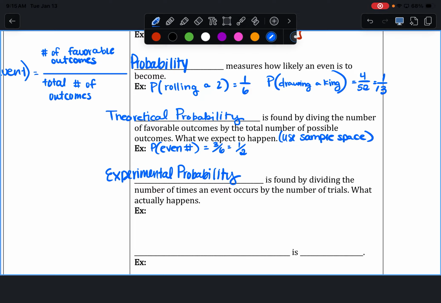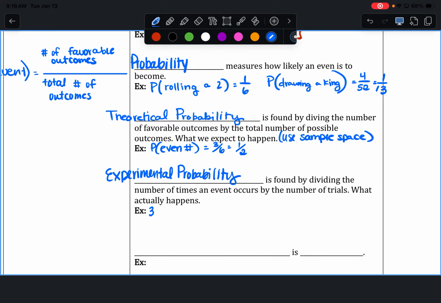Which is found by the number of times an event actually occurs in an experiment by the number of total trials. Okay? So, let's see. I'm going to roll this 5 times and we're going to see how many times I get an even number. Okay, ready? 1, so that's odd. 1 again, that's also odd. 4, I got one even number. 4. 6. Okay, so 3 out of 5 times.